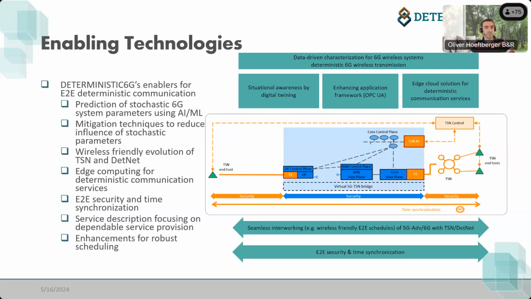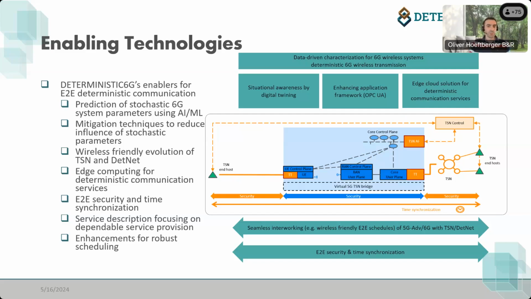Part of it is to create new wireless-friendly standards. TSN and TETNET standards are currently created, and TSN is already well known. However, we need some evolution of those standards as well in order to make the typical stochastic properties also aware in the wireless, the wide domains.